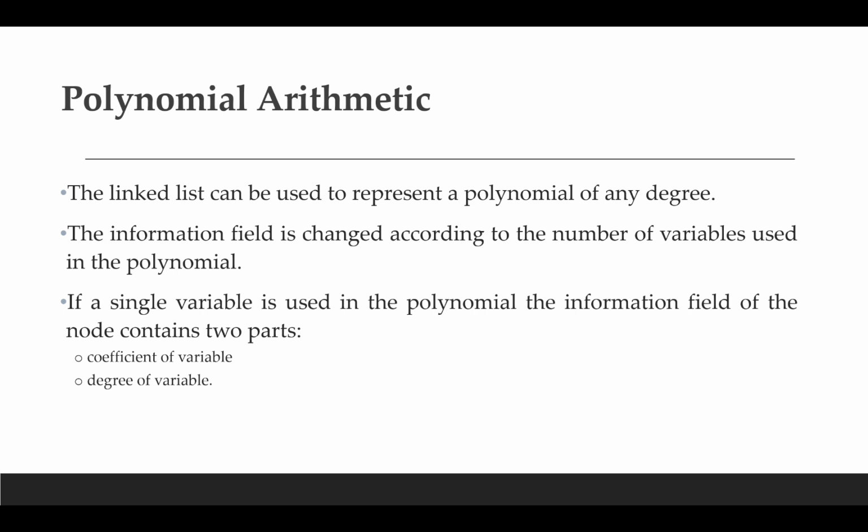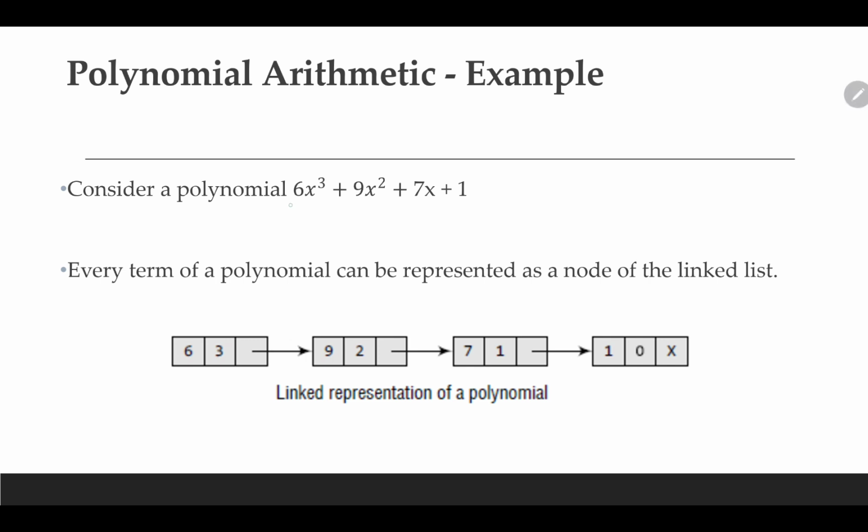Here the information changes according to the number of variables used in the polynomial. If a single variable is used in the polynomial, the information field of the node can be divided into two parts. One is the coefficient of the variable and the next one is the degree of the variable. For example, consider the polynomial 6x^3 + 9x^2 + 7x + 1. Every individual term in a polynomial consists of two parts, that is the coefficient and the power.